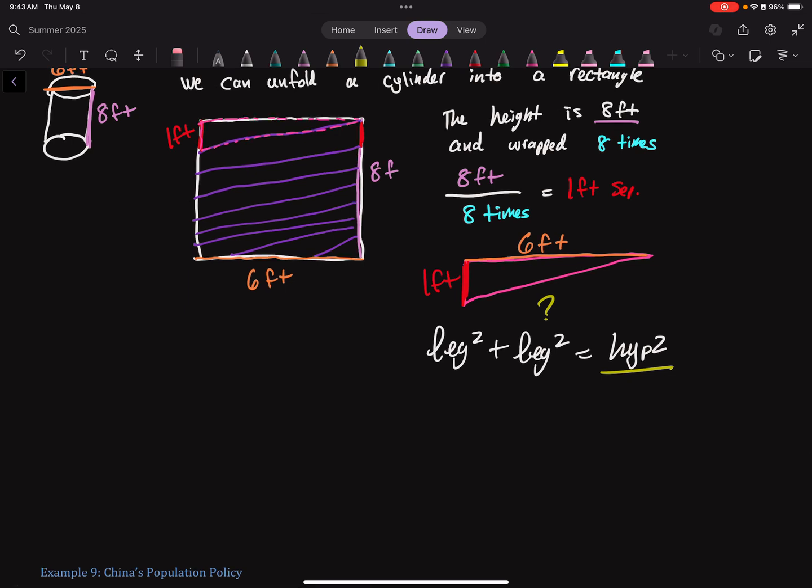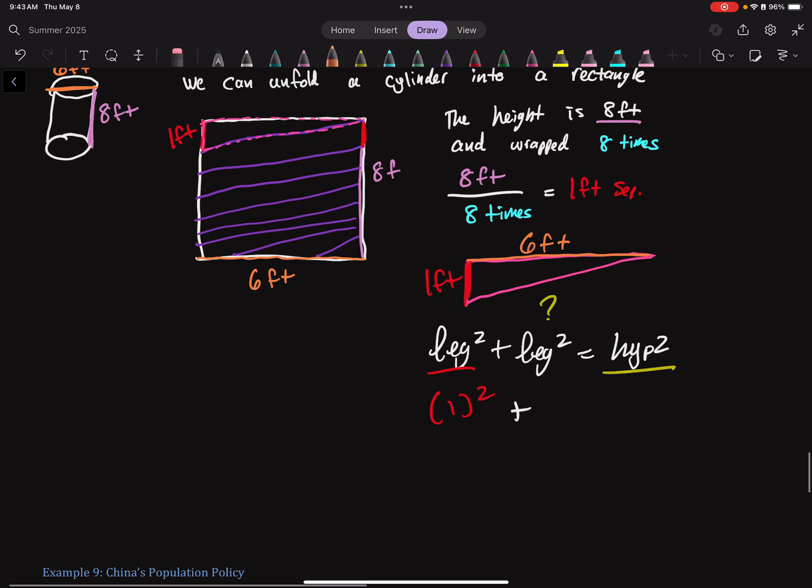So our legs, they're interchangeable. Whatever leg you want to put first, you could put first. It doesn't matter. So the first number I see is 1, so I'm going to do 1 squared. Then we're going to add that to our second leg, which is 6. So 6 squared. And the hypotenuse, which is the diagonal one, it's not the straight one.